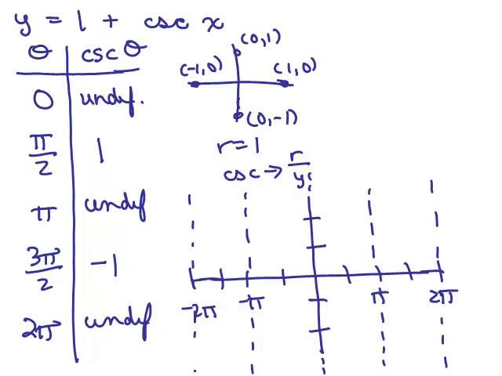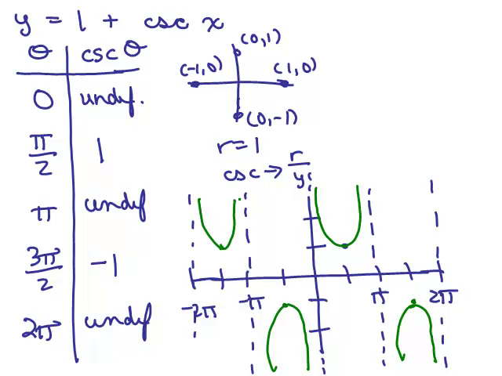Okay. Now, at pi over 2, it's 1. So right here, it's 1. Here are the 2 asymptotes, and so that's your clue. That's where it goes up. Okay? At 3 pi over 2, it's negative 1. So I go over here, it's negative 1. It goes down. And then it just repeats from there on.